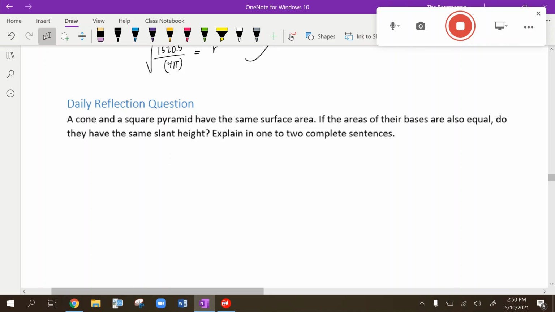That's all I have for you today about surface area. Tomorrow we will learn more about volumes of three-dimensional shapes.